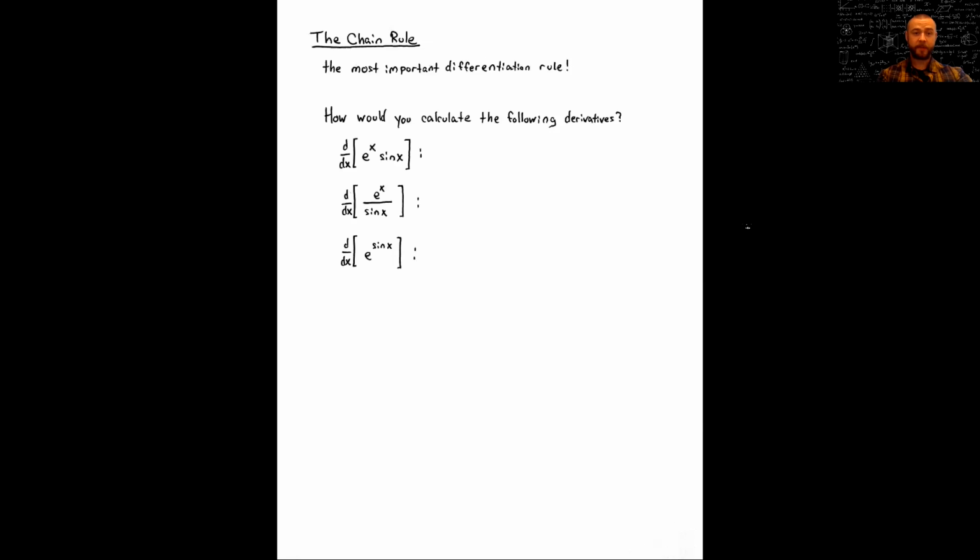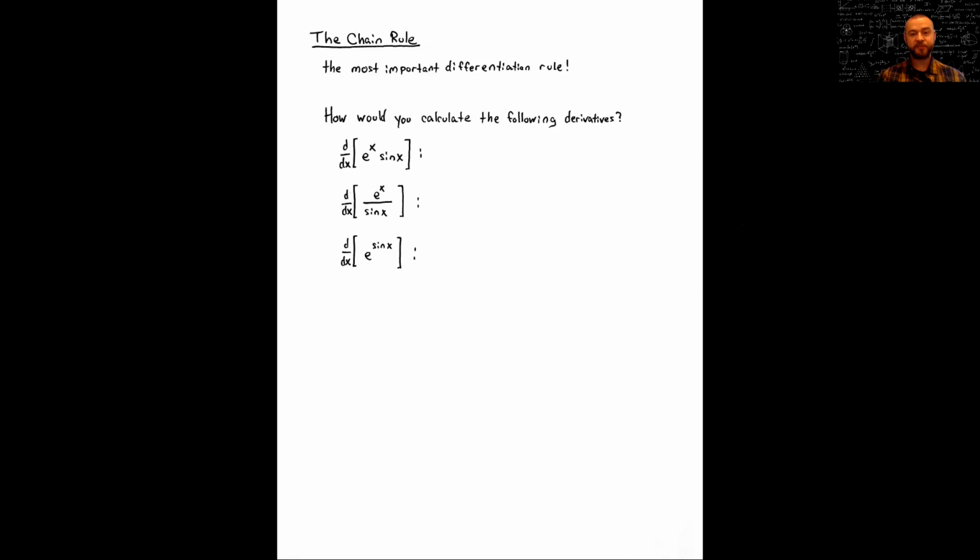All right, so let's get into it. Let's start with some conceptual questions, let's say 3 of them here. What I want you to think is, how would you calculate the following derivatives? I don't want you to tell me what the derivatives are, just what rules you would use to find the derivatives of each of these 3 functions.